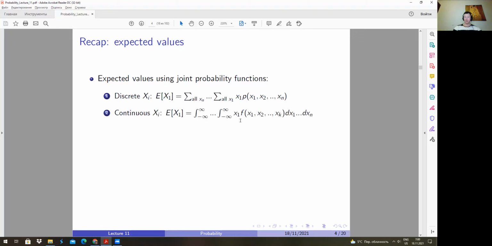For the continuous case, we integrate over the whole range of variables from x1 to xn of this product x1 multiplied by the joint density function. So here is the difference. But now look, if we extract this sum, if we take this sum over x1s out of the summation sign, we can get inside the marginal probability function, the marginal probability function for x1.